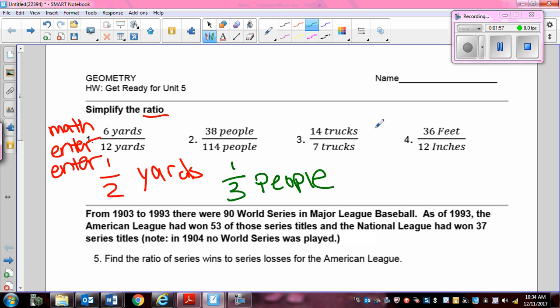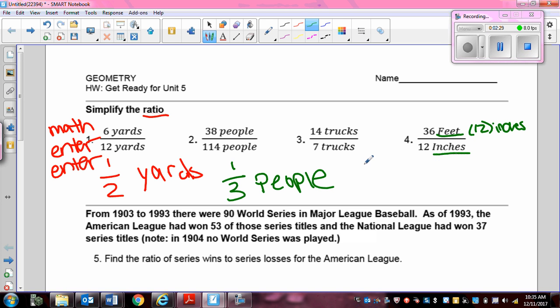You guys can do this one. Let's look at number 4. The top one is in feet and the bottom one is in inches. So the one that's smaller is inches. So we're going to convert everything to inches. We need to know the conversion. There are 12 inches in 1 foot. So we're going to multiply 36 by 12. And 36 times 12 is 432.